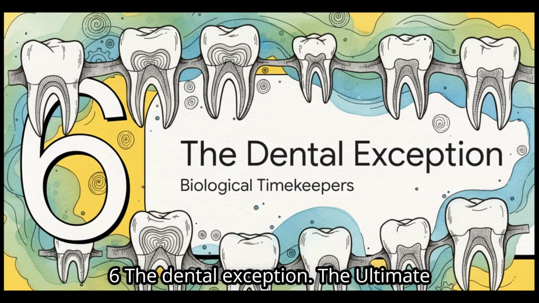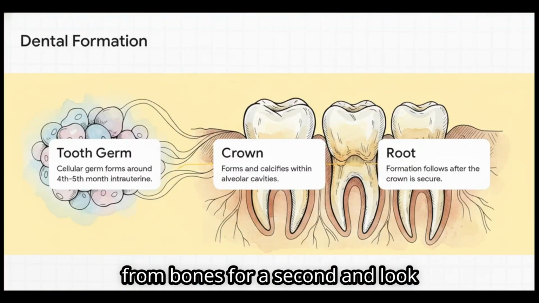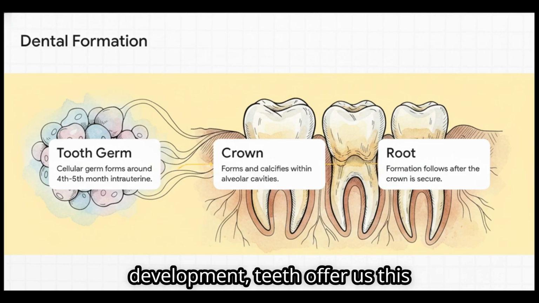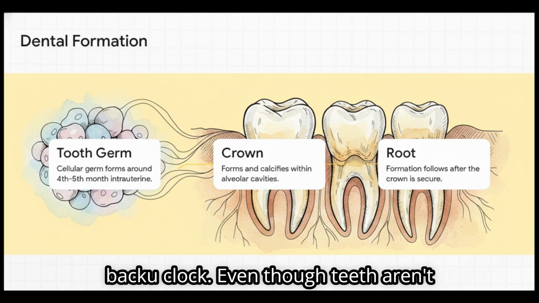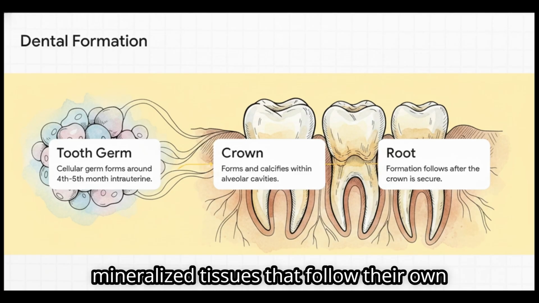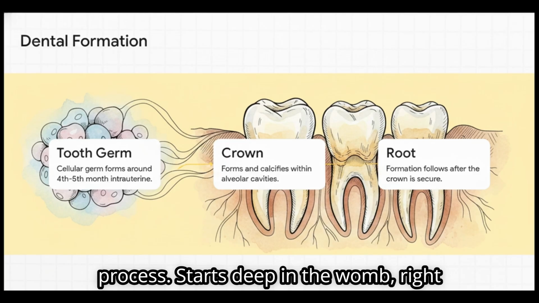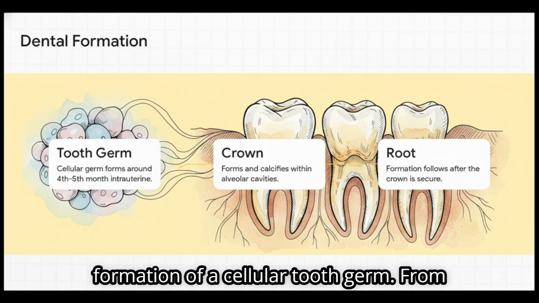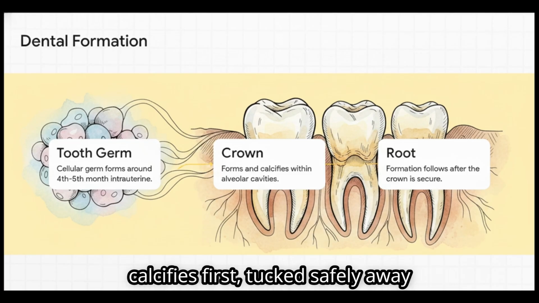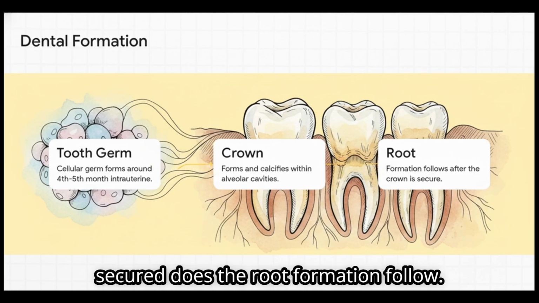Section 6. The dental exception. The ultimate biological timekeepers. Let's pivot away from bones for a second and look at the mouth. When we examine skeletal development, teeth offer us this incredibly reliable, almost uncorrupted backup clock. Even though teeth aren't technically bone, they are similarly mineralized tissues that follow their own very strict developmental rulebook. This process starts deep in the womb, right around the 4th or 5th month, with the formation of a cellular tooth germ. From there, the crown of the tooth forms and calcifies first, tucked safely away within the alveolar cavities of the jaw. And only after that crown is totally secured does the root formation follow.